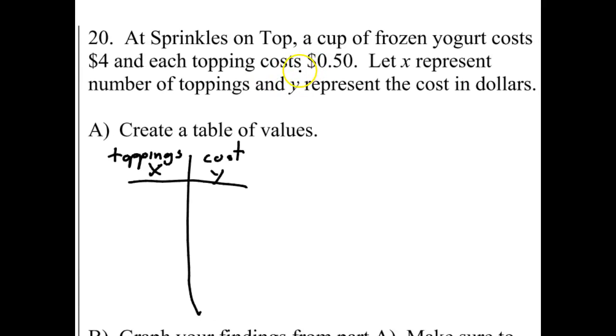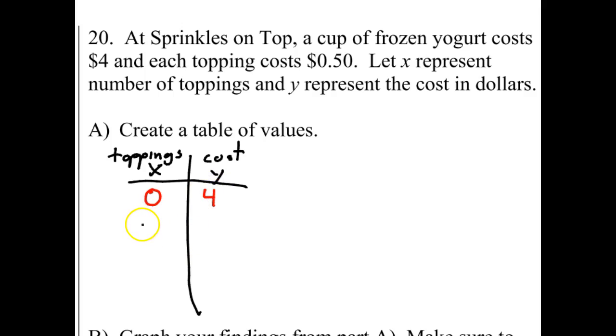So let's see, 50 cents. Now, sprinkles on top, a cup of frozen yogurt costs $4, and each topping is 50 cents. Okay. So if I don't get any toppings at all, 0 toppings, it still costs $4 for the frozen yogurt. X is just toppings. So no toppings, but it costs $4.